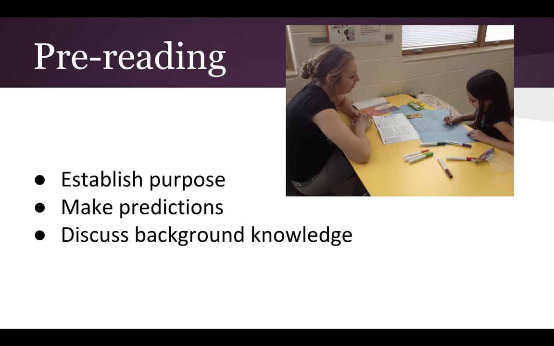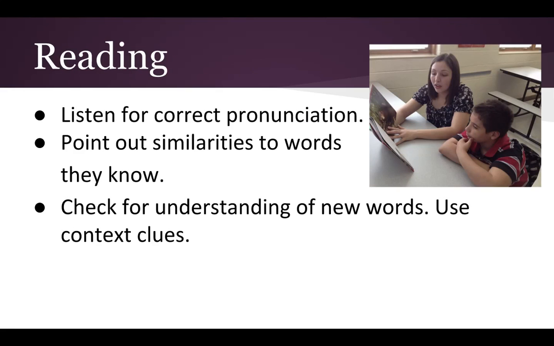For a review of the pre-reading: establish purpose, make predictions, and discuss background knowledge. For the reading step: listen for correct pronunciation, point out similarities to words they know, check for understanding of new words, and use context clues. Context clues are simply clues from the reading that allow the individual to discern the meaning of the word.